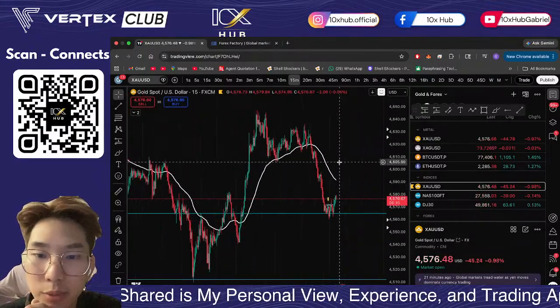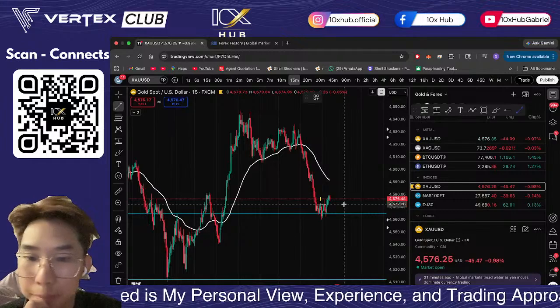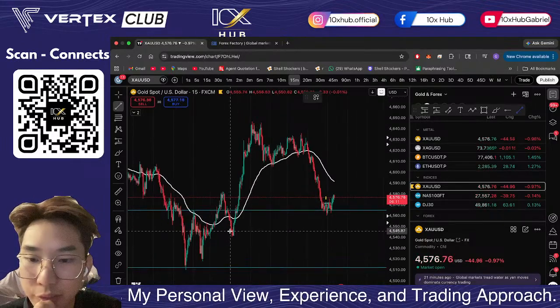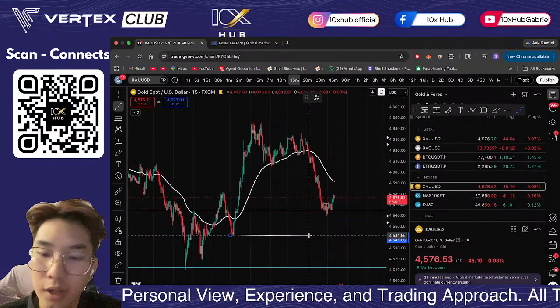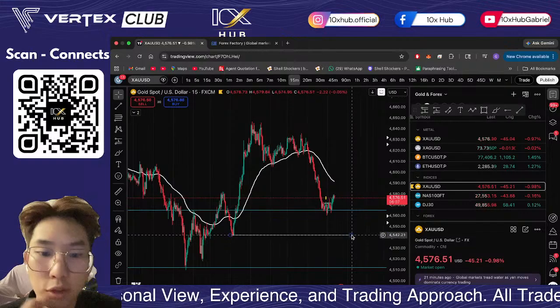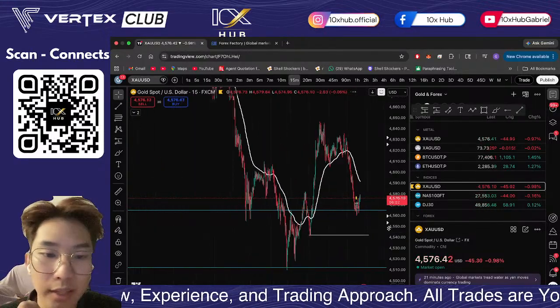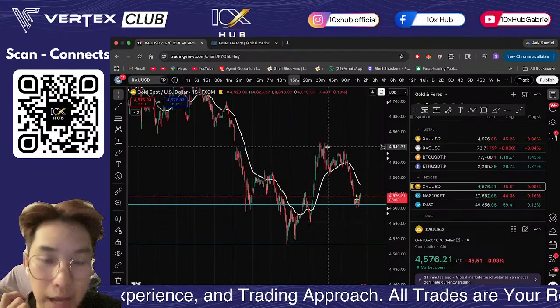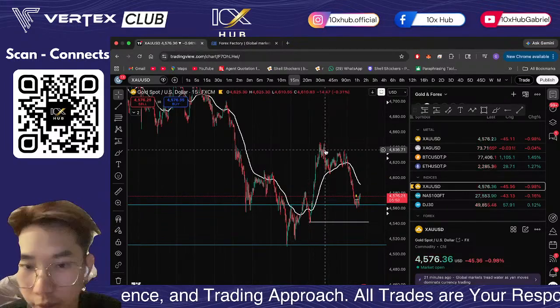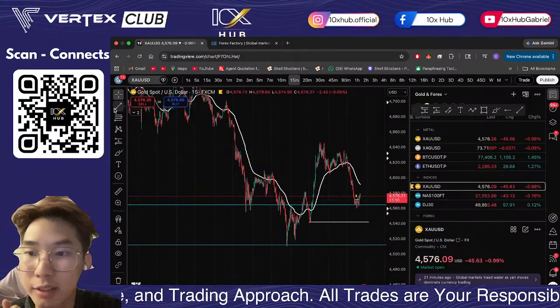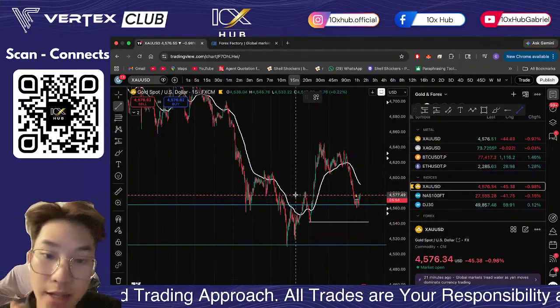But in the 15-minute chart currently, we couldn't see anything yet. If we want to identify a change of trend, we need to see a close below this point, 4542, in order to identify a change of trend from uptrend turning into a downtrend. Because currently, in the 15-minute chart, we are looking at an uptrend right now.